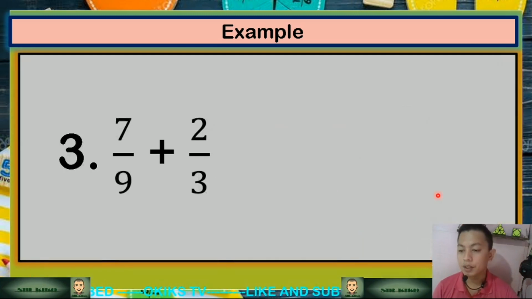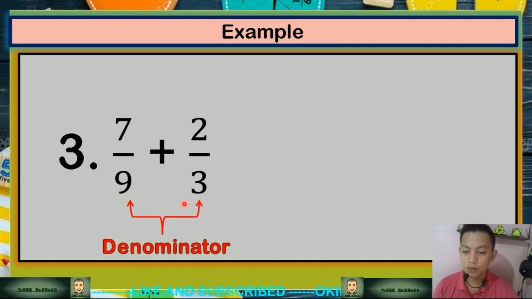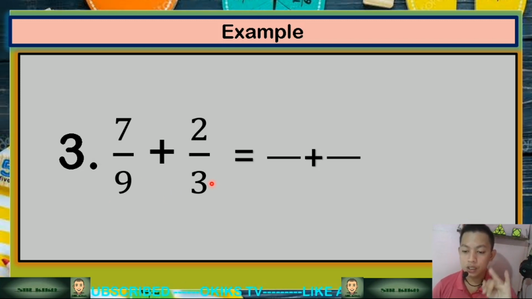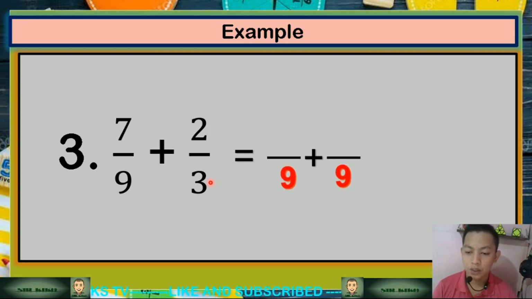Okay, next, number 3. We have 7/9 plus 2/3. Again, observe the denominators are different, so this would be a dissimilar fraction. You're going to find first the LCD. The LCD of 9 and 3 is 3, 3, 6, 9. So the answer would be 9, and that would be your LCD.